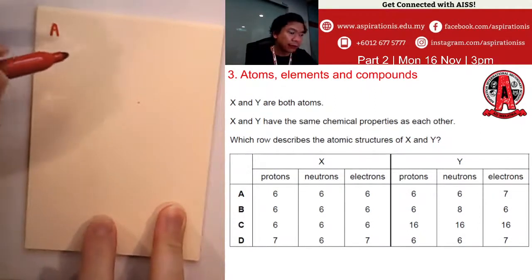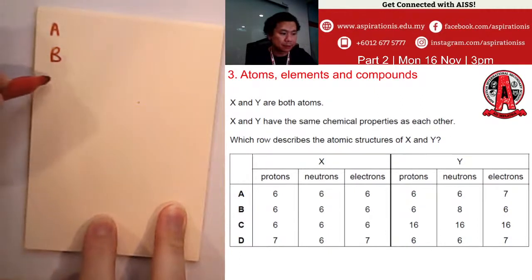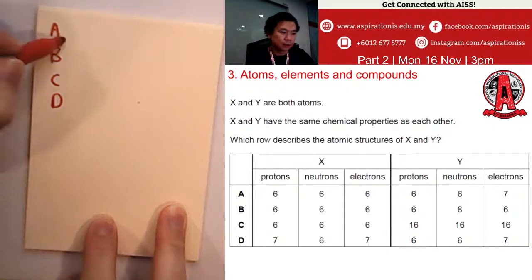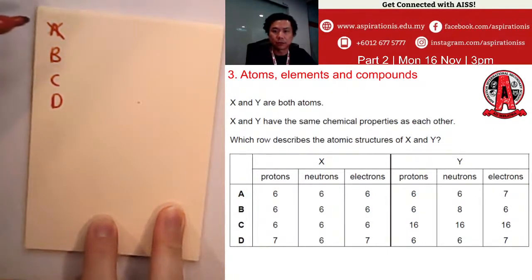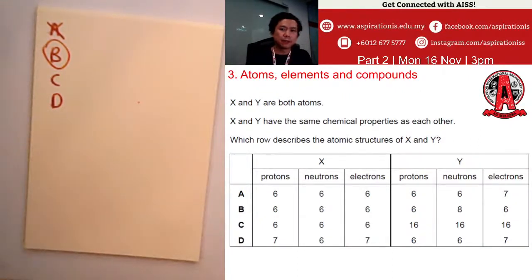Yeah, most of you are right. It's B. So automatically A is wrong. Of course you should go with B, because even the proton number is the same as the number of electrons. So it's very clearly B. I'm very happy. Everyone did very well for this question.